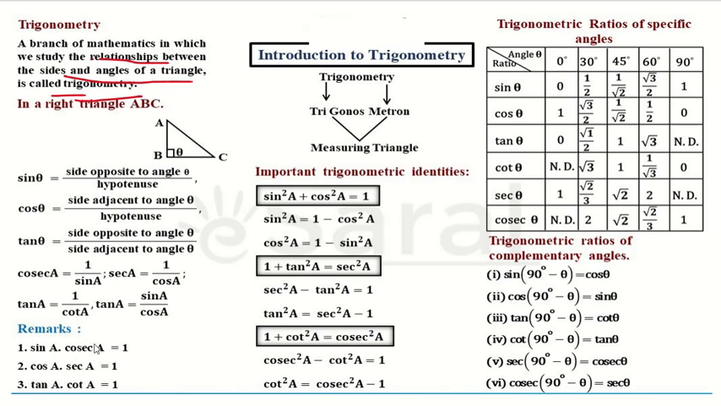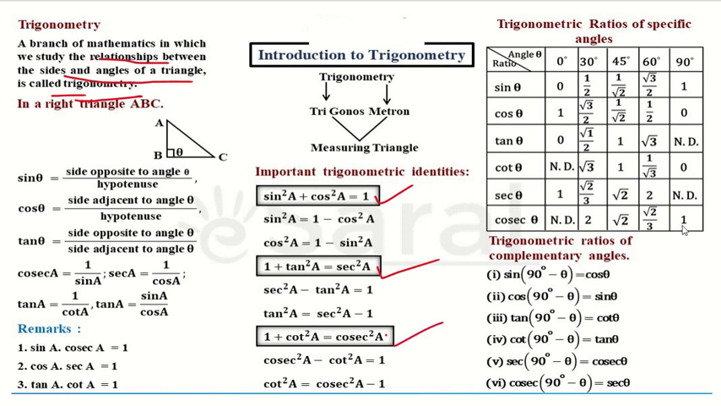So when I do sine into cosec, you will get 1. Cos into sec, you will get 1. Same way, tan into cot, you will get 1. Then what are the important identities we learned? Sine squared A plus cos squared A equals 1. Then 1 plus tan squared A equals secant squared A. Then 1 plus cot squared A equals cosecant squared A.